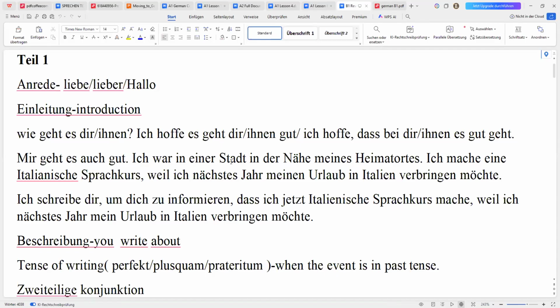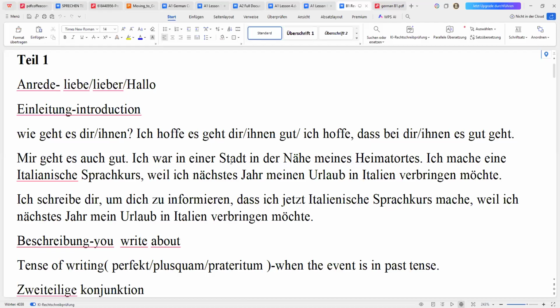Einleitung now is the introduction. There is part of greetings. Wie geht es dir? Remember the W must be small. Wie geht es dir or wie geht es Ihnen? Ich hoffe, es geht Ihnen gut or es geht dir gut. Or ich hoffe, es geht bei dir or bei Ihnen gut. So that is just a greeting. Mir geht es auch gut.